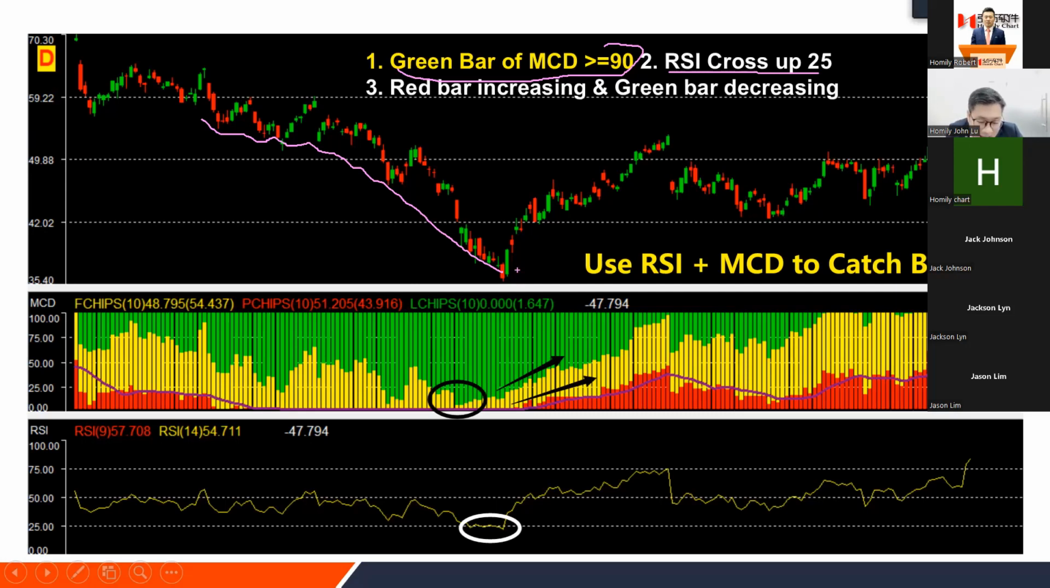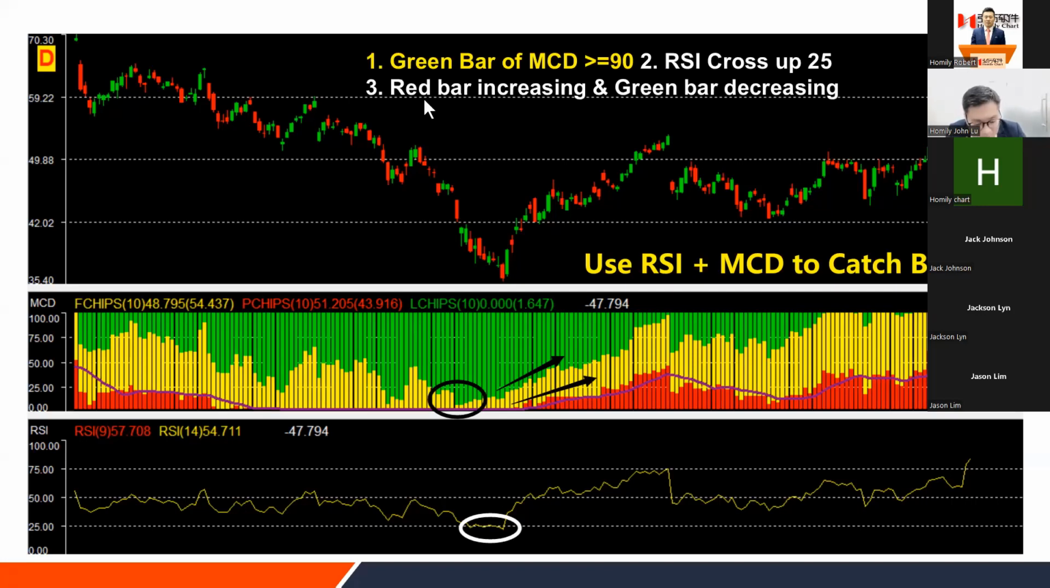Like Alibaba, why did somebody lose money? $300, $200 they buy, 150 they buy, 100 they buy. Now it also stays there, right? A lot of people lose money in Alibaba. So you see, if you only believe one indicator, it has no meaning. But if the green bar is already more than 90, then later the RSI crosses up 25.